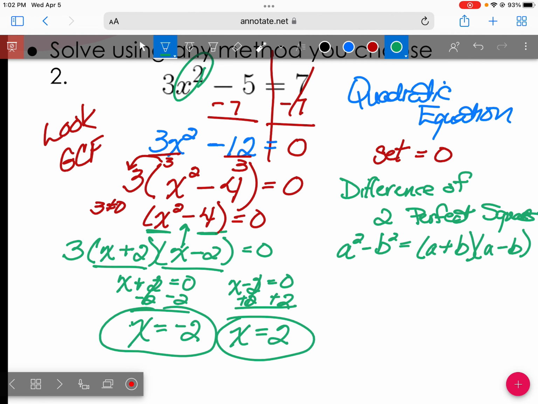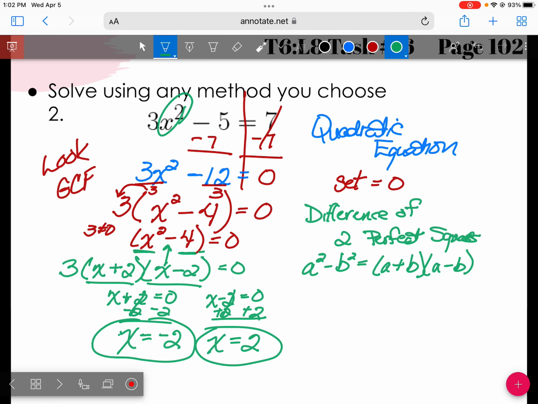So if I wanted to check, I could substitute those back in and say negative 2 squared is going to be 4. 4 times 3 is 12. 12 minus 5 is 7. Same for the positive 2. Okay?